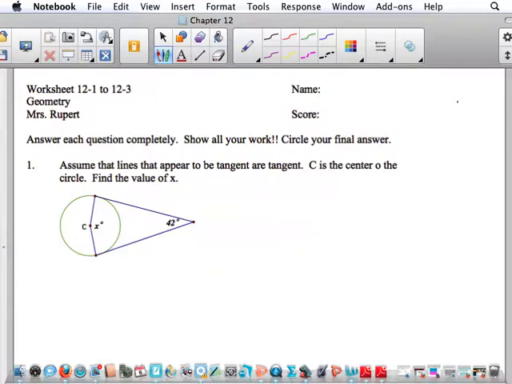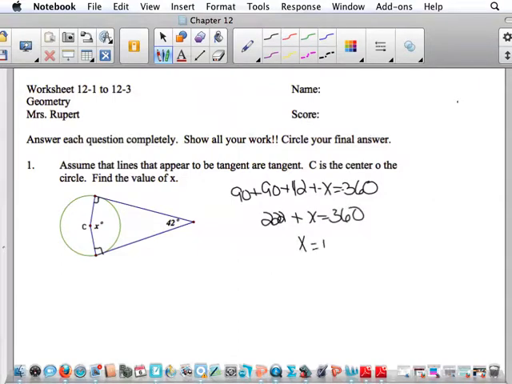C is the center of the circle. Find the value of x. Remember, if it tells you it's tangent, then you know that you have those two right angles. The sum of a quadrilateral is 360, so therefore 90 plus 90 plus 42 plus x equals 360. 222 plus x equals 360, so x is equal to 138 degrees.